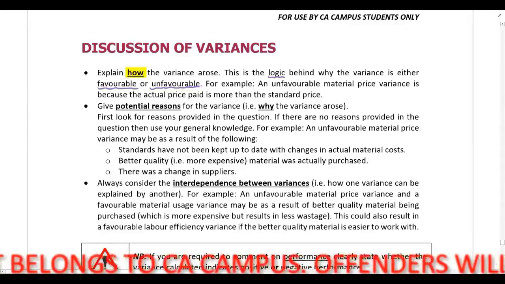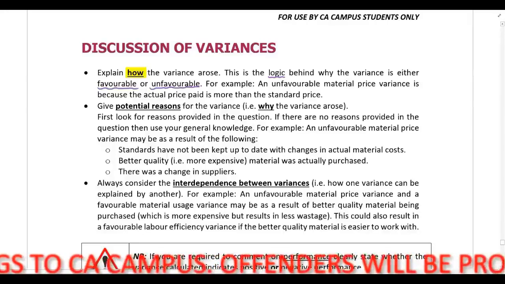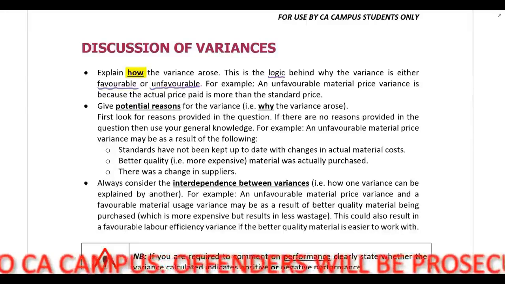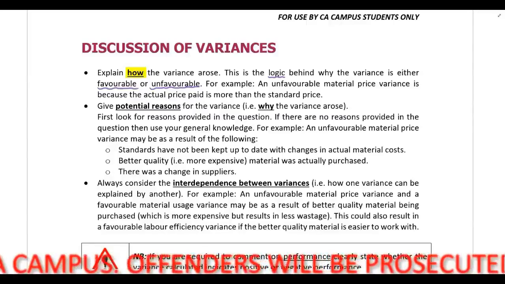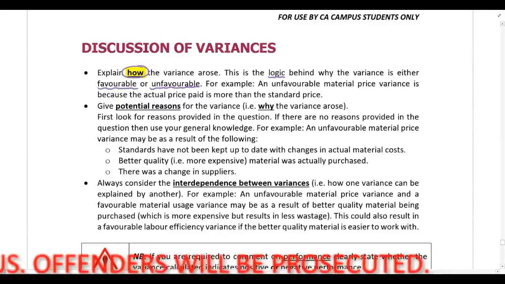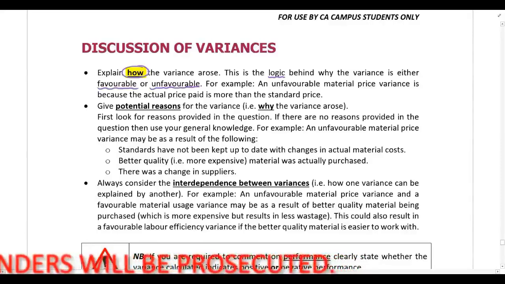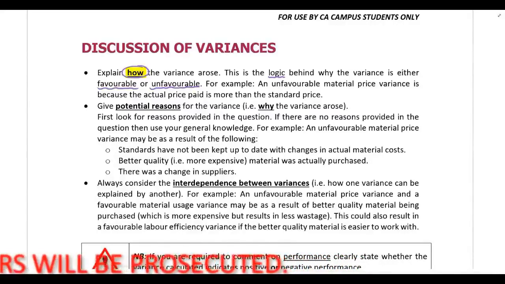So you can see I have included an example over here. An unfavorable material price variance obviously arises as a result of the actual price being more than the standard price. So that is how the variance arose. Let's look at another example. If you have a favorable material usage variance, that means the actual quantity used was less than what they should have used. That will result in a favorable usage variance. So that is how the variance arose.